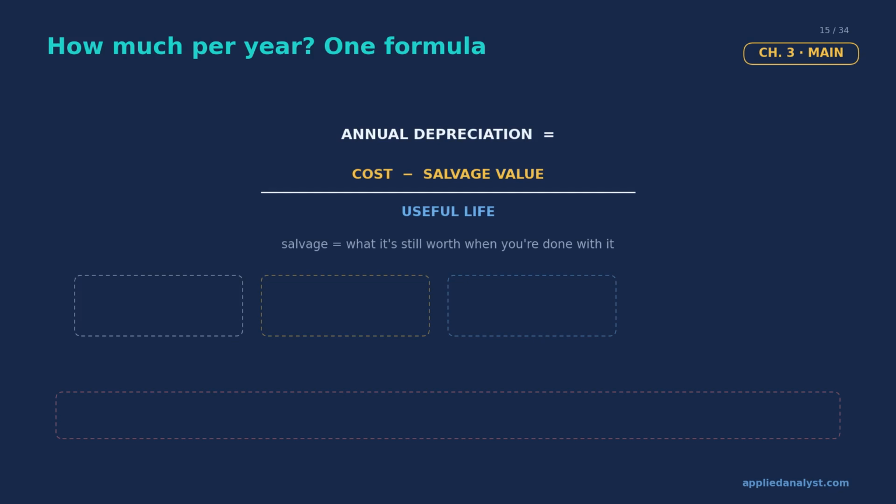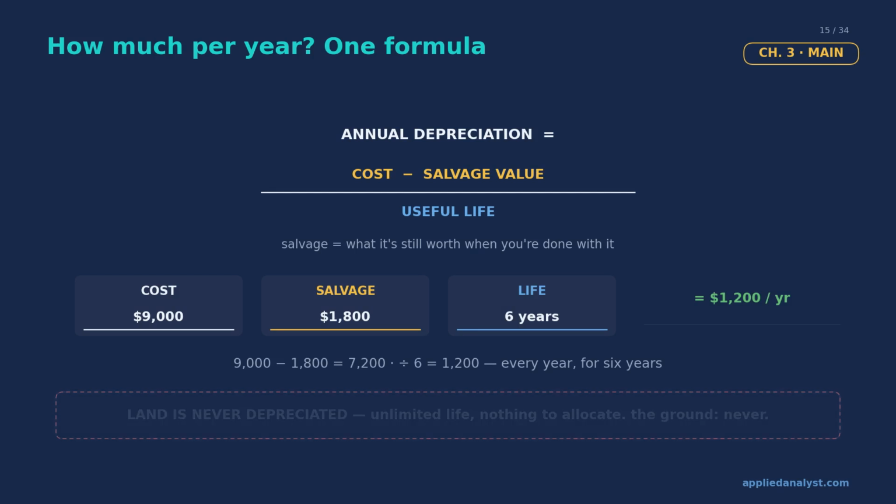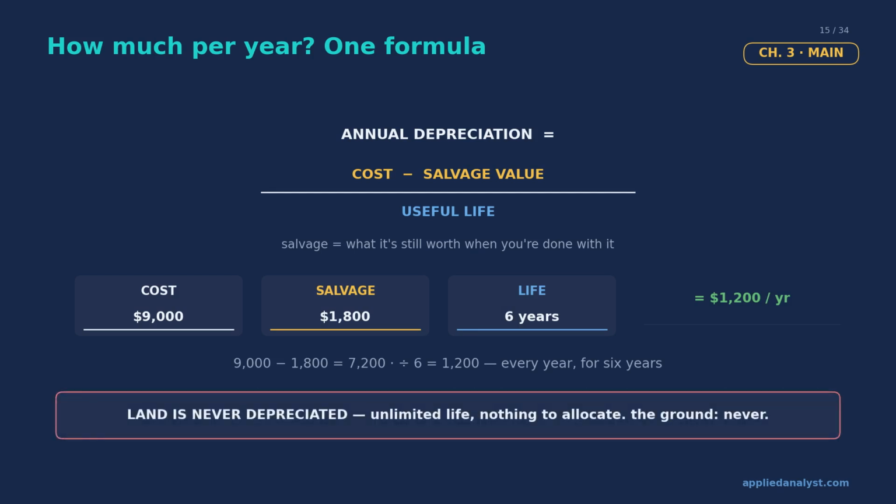For Maple Bean, cost $9,000, expected salvage $1,800, useful life 6 years. $9,000 minus $1,800 is $7,200 divided by 6. $1,200 of depreciation per year. $1,200 every year for 6 years. And one absolute rule for exams: land is never depreciated. Unlimited useful life. It doesn't wear out, so there's nothing to allocate. Machines, buildings, brewers, yes. The ground they sit on, never.